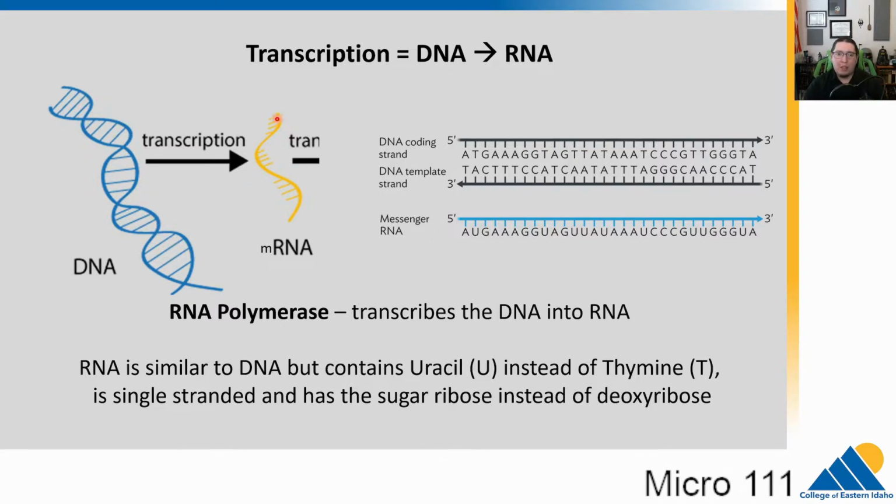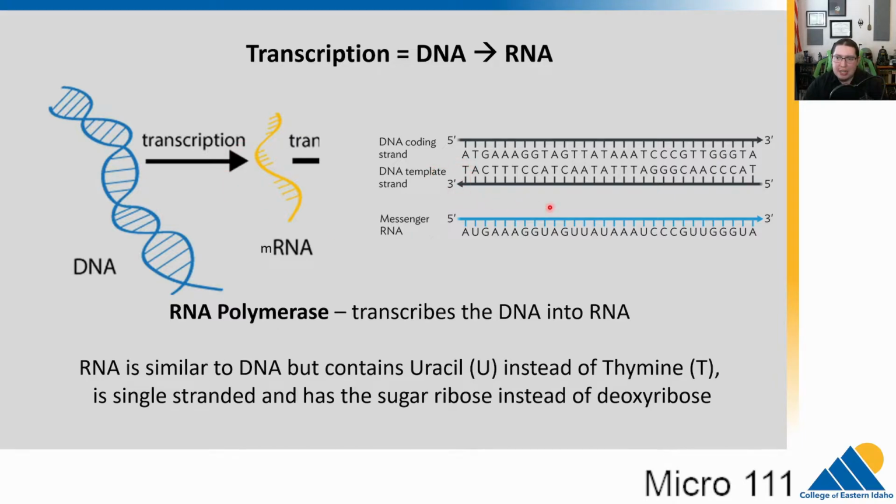There are some hypotheses that RNA was the original kind of genetic material because it can do some different reactions and stuff like that, but DNA, being double-stranded, is much more stable than RNA. RNA is very unstable, so it's kind of an intermediate here.